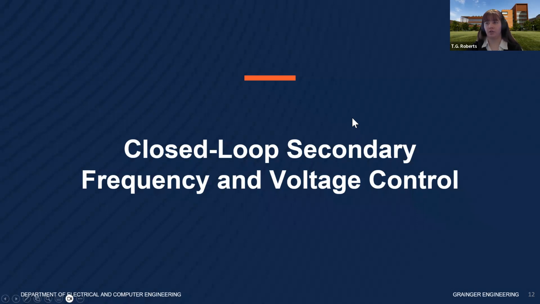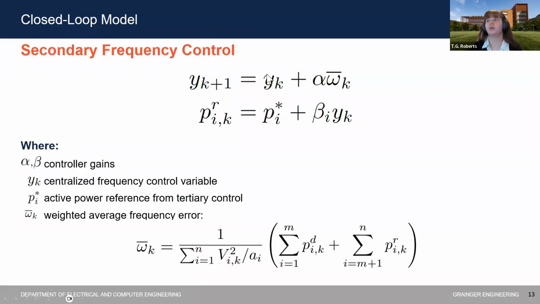So now let's get into the actual control that we have developed. This is the closed loop secondary frequency and voltage control for our system. Here we have the actual controller, which is an integral controller, again in discrete time, where the control variable Y is updated with the weighted average frequency error, which is essentially the sum of all of the demand in the system and all of the resources, the references. If this is 0, then we have no frequency mismatch in the system, which means we have no more or further control effort.